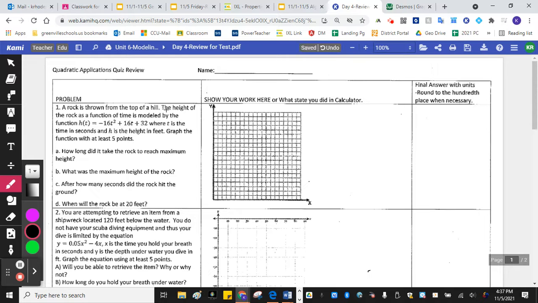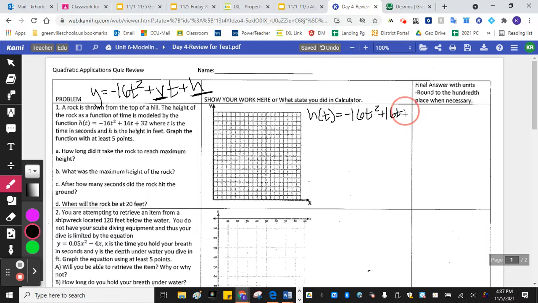Working on the review for our quadratics test, we're going to start with projectile problems. Remember, you do -16 for gravity, as long as it's in feet, and that's the only ones we've done, plus our velocity, plus our height. But velocity and height are given to you. The equation's actually given to you here: h of t equals -16t squared plus 16t plus 32. So that's what I'm graphing.